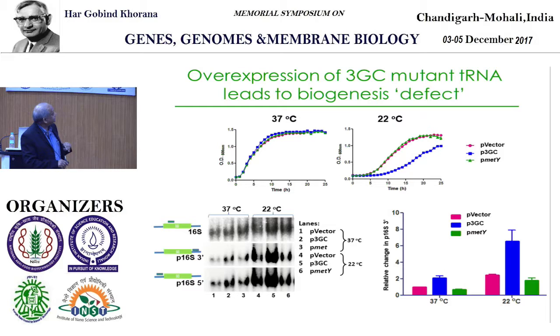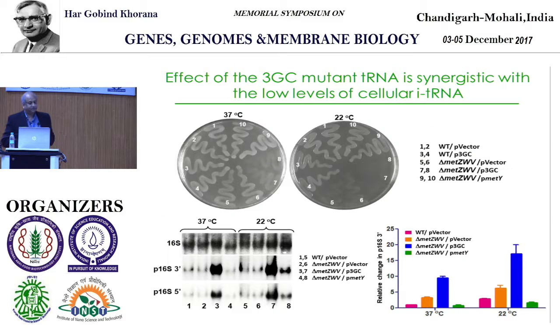And he can rescue this cold sensitive phenotype by overproducing a wild type copy of initiator tRNA. So this also went back to the idea that there is again a biogenesis defect here. So whether we take away the wild type copies of initiator tRNA, or we overproduce a tRNA which is defective in the 3 GC base pairs, he gets the same phenotype of cold sensitivity, and the same phenotype of ribosome biogenesis defect. Now in genetics you would also want to combine the two and look at whether there is a synthetic effect, and this is precisely what he found.